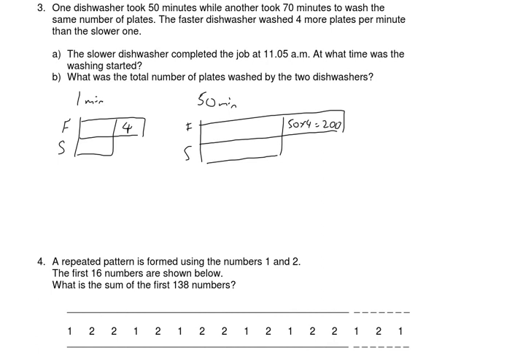But eventually, the slower one needs to wash finish all the plates, yes or no? And that means the slower one took an extra 20 minutes, right? So during these 20 minutes, how many plates must the slower dishwasher wash? Ernest? You heard the question, right? Repeat the question to me. Very good. Okay.